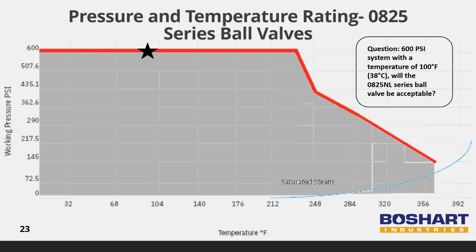Do you think the 0825 no lead series ball valve will be acceptable? This chart shows the working pressure, PSI, on the left, and it shows the temperature in Fahrenheit at the bottom. The gray shaded area represents the area on the chart that would be accepted. Based on this chart, the 0825 series ball valve is rated 600 psi, well beyond the 100-degree Fahrenheit temperature, making it acceptable for this system.